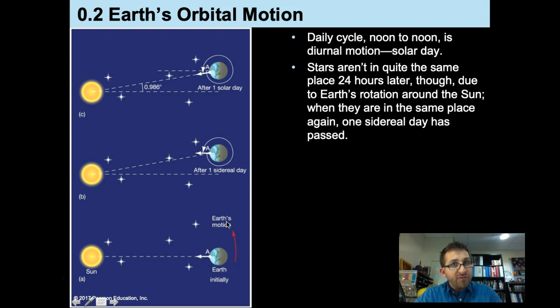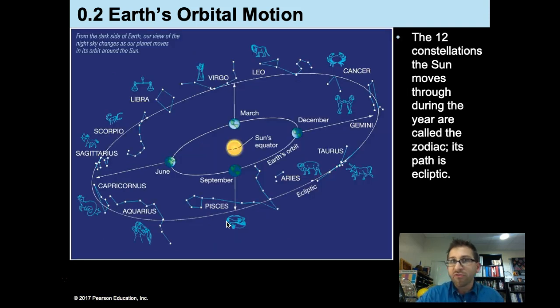Now, what this does over the course of many, many months, over the course of a year, is it causes us to see different places, different constellations in our nighttime sky. But what it also does is it places the sun in a particular constellation, which we call the zodiac constellations, at a given point in the sun's year.